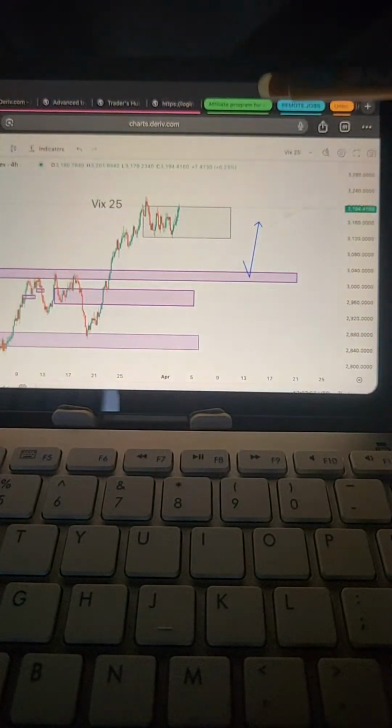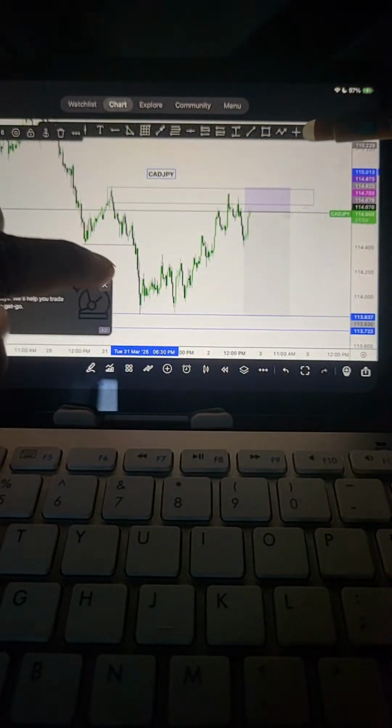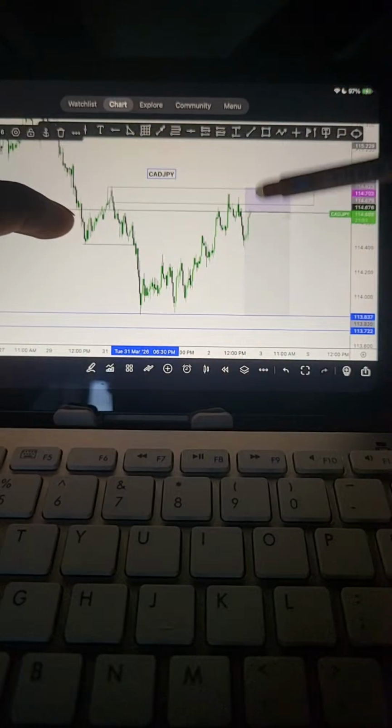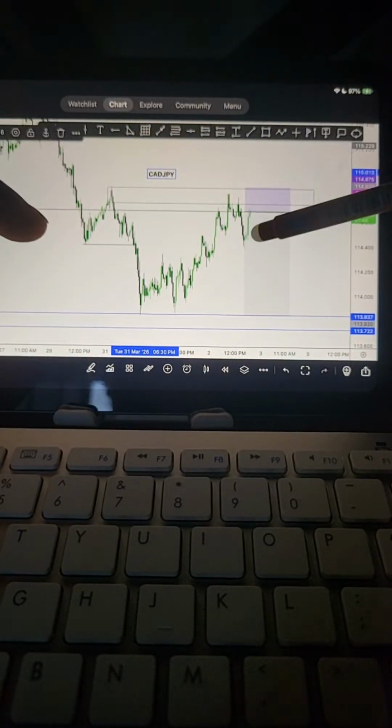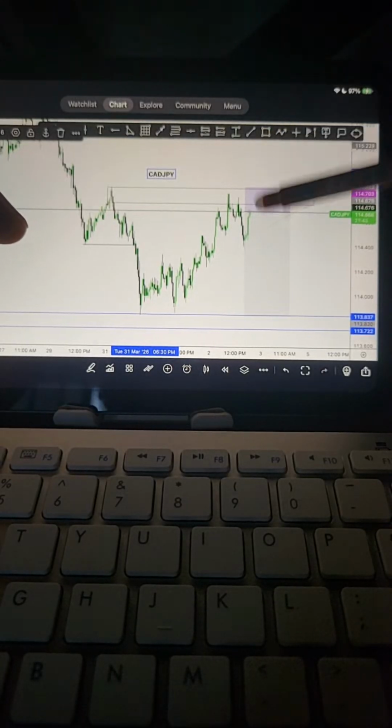You can join for free because right now we are already in a trade on Forex. We are in a trade on CAD JPY, so I'm looking to sell on this particular market. I'm in a sell on this particular trade, and this setup was posted live on the free Telegram community.